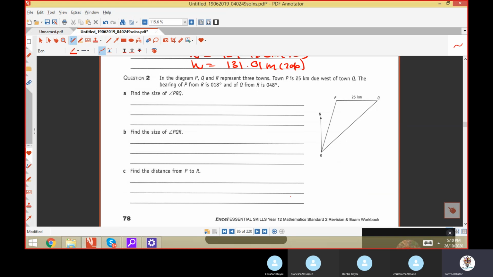So there's two types of bearings. There's true bearing, where it just rotates all the way around. And the other one is compass bearing, where it gives you a specific quadrant that you're going to be playing around with. I'll give you a little introduction. So just to remind you, true bearing starts north and rotates clockwise. That's it.